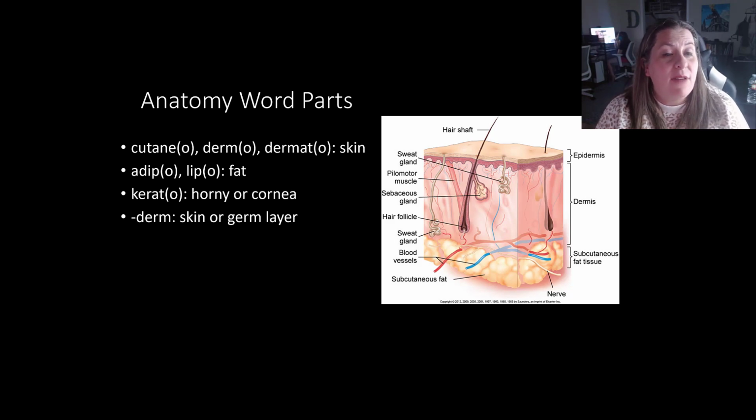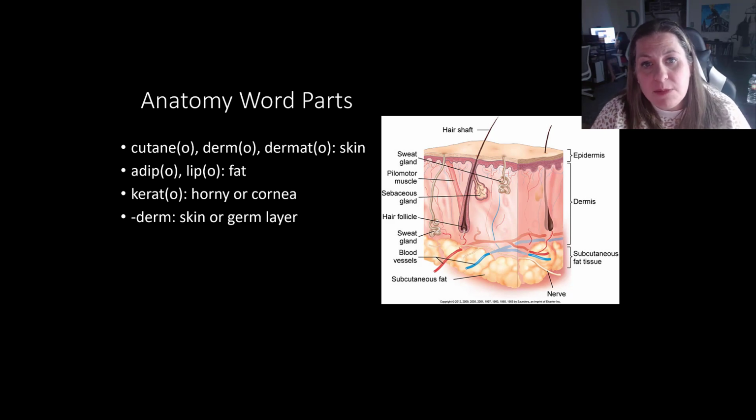We also have keratinocytes who are going to be responsible for that epidermis layer in the skin. They get their name because they create keratin, which is a protein that helps give kind of a cornea or horny type of structure on the skin, which makes it that barrier. Okay, it makes it have that strength and be able to offer you that protection. And then again, if we use derm at the end, this is skin or germ layer.